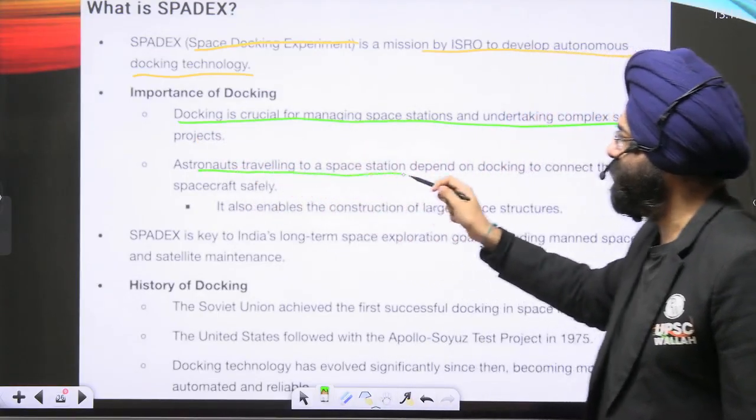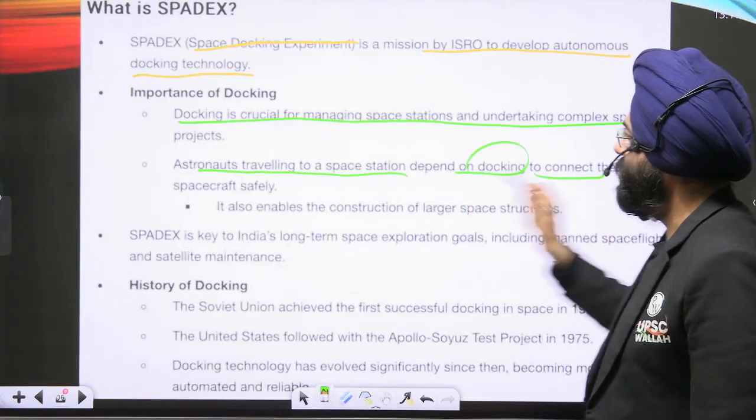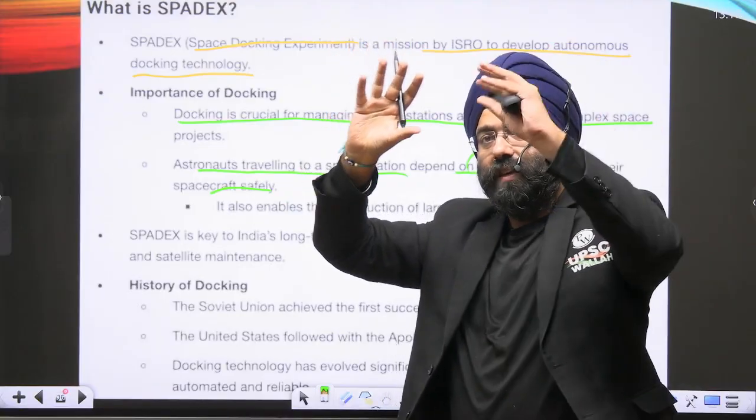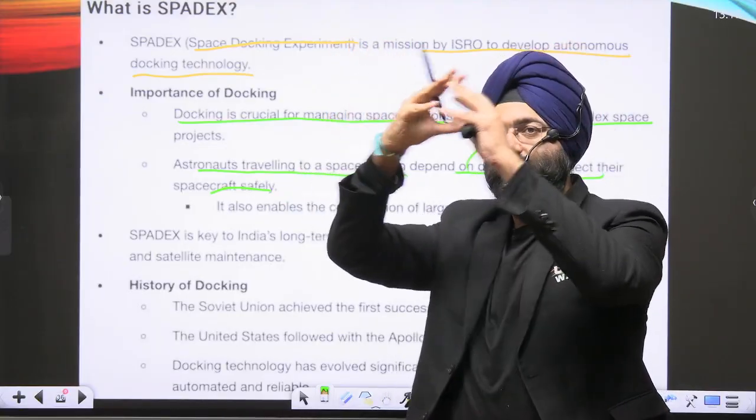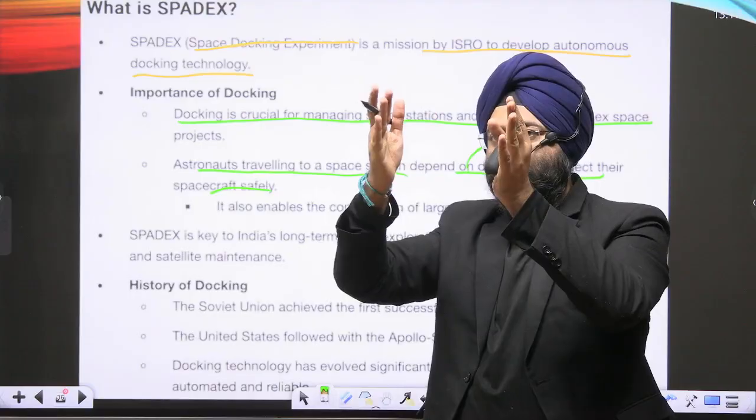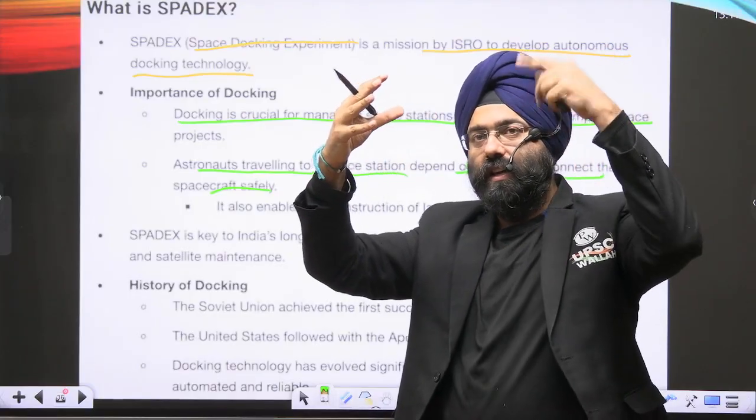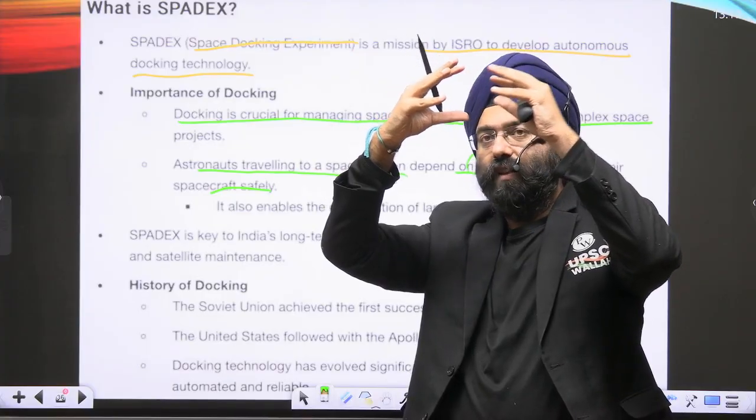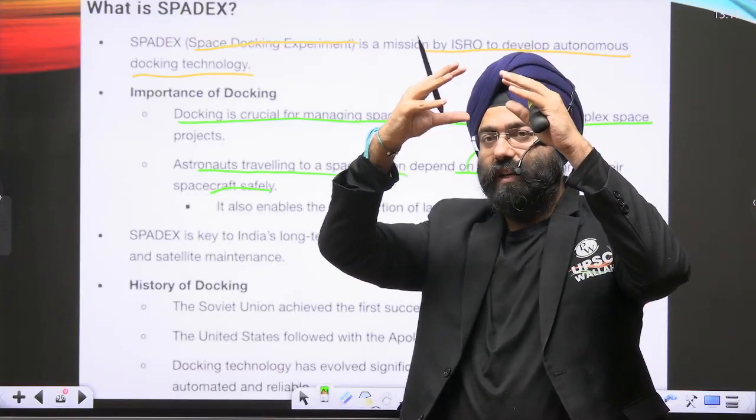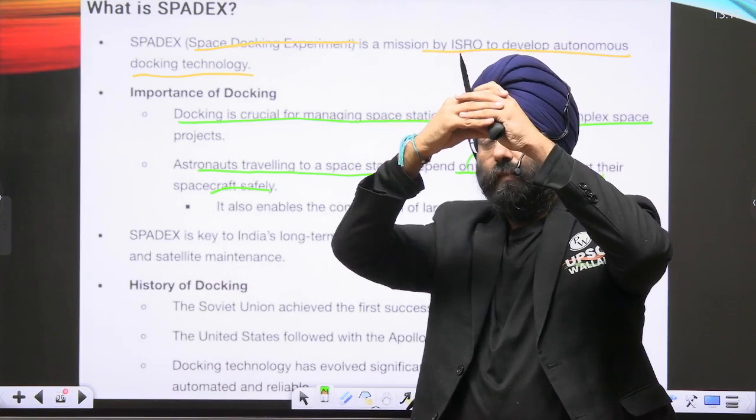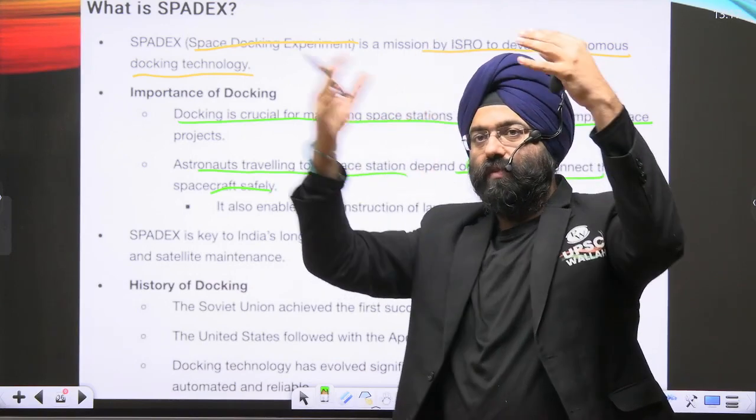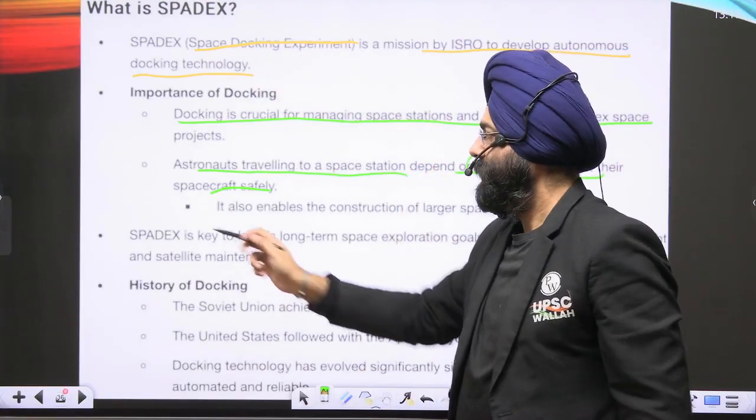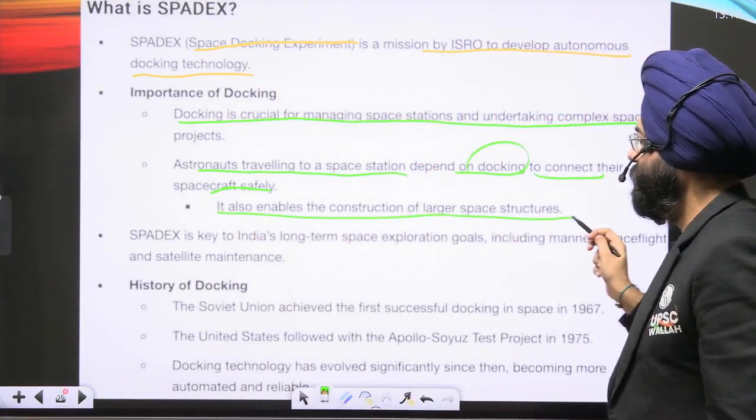Astronauts traveling to space station depend upon docking to connect their spacecraft safely. Obviously, when there are space stations, if you have to connect your spacecraft, that is the docking technology. Basically, it creates a vacuum room where the spacecraft and the space station connect in a precise manner. A lot of complicated technology as well as software connects and docks them, and that vacuum space is removed and filled with oxygen so that people can move here and there using the docking. It enables the construction of larger space structures.